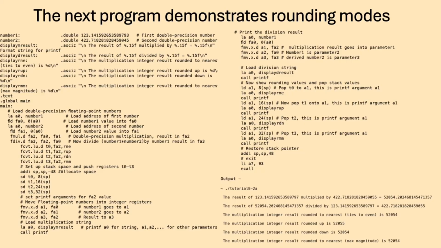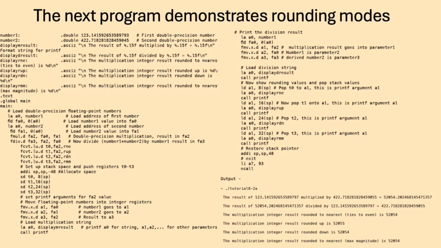The 4 rounding computations are put into the temporary X registers and loaded onto the stack. They are then popped off in turn to provide the second printf parameter. The integer result rounded to nearest is 52054. The integer result rounded up is 52055. Rounded down is 52054, and finally round to nearest magnitude gives 52054.